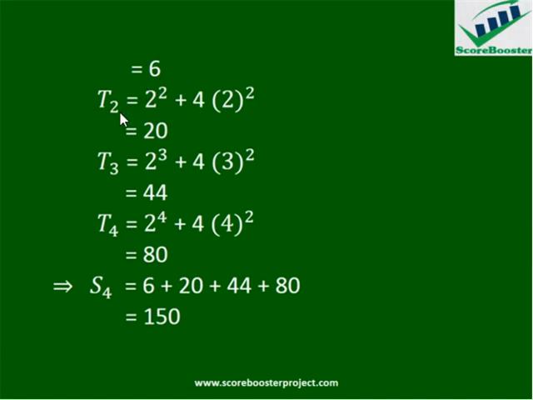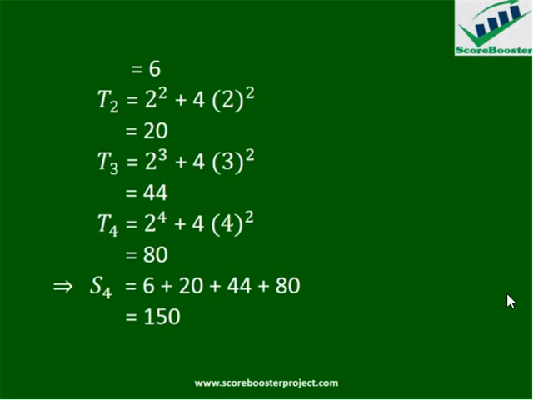So now we look for the value of the second term, when n equals 2. T2 will be equal to 2 raised to power 2 plus 4 multiplied by 2 squared. 2 squared is 2 multiplied by 2 to give 4. 4 multiplied by 4 will give 16. 2 raised to power 2, which is 2 multiplied by 2, is also 4. 4 plus 16 will give 20.